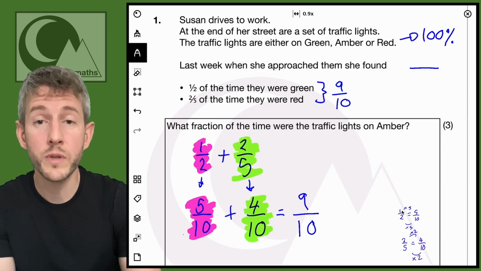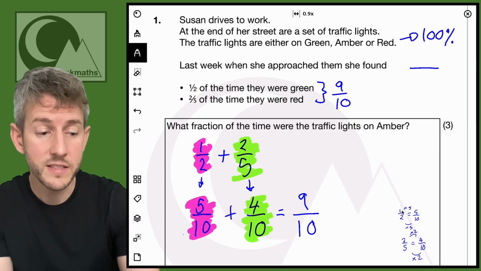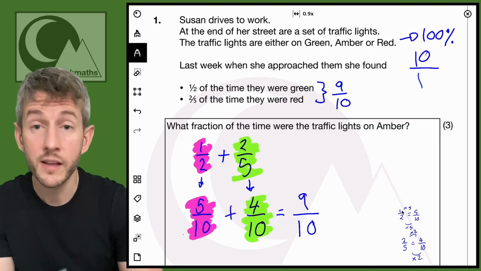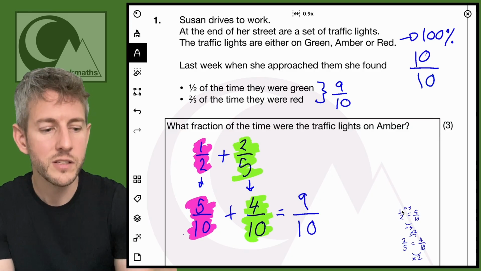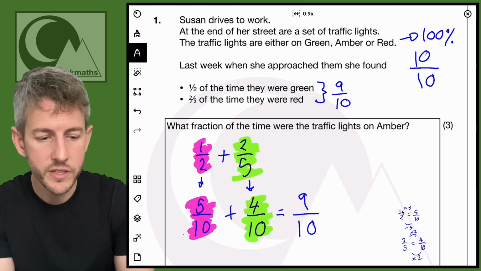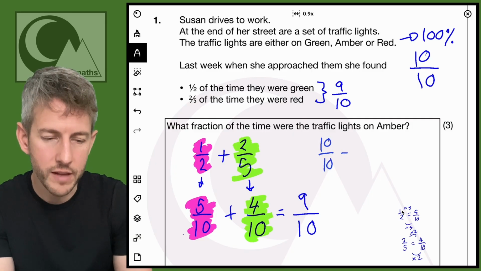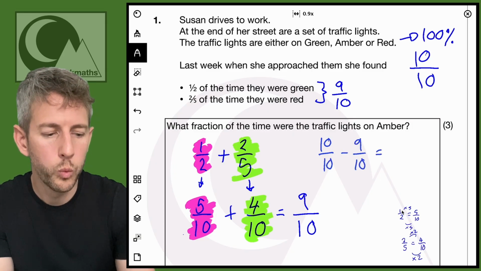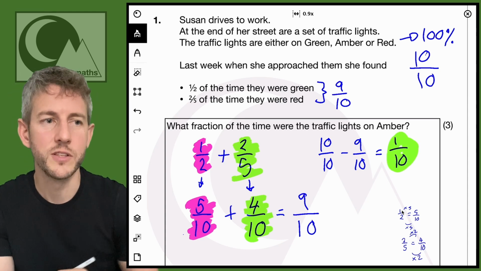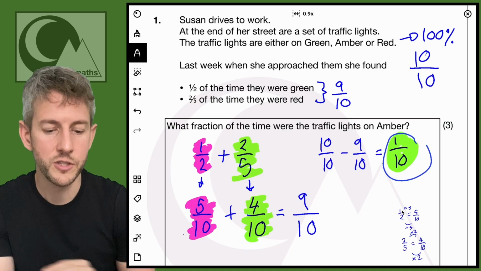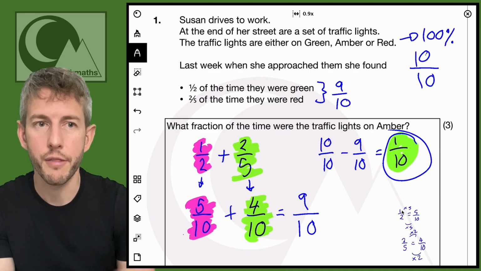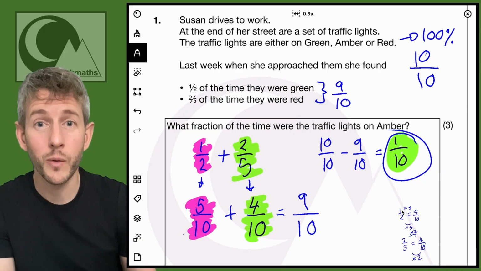So now remember, we were talking about certainty. So that means that if it's certain that the traffic lights are green, amber, or red, that has to be 10/10 of the time. Okay? So if we know that we've got 9/10 of the time and we need 10/10 of the time, we can do 10/10, take away 9/10, and that's going to equal 1/10. Okay? Which is actually what we got in the last question as well. So we know that our answer to this question, where it says what fraction of the time were the traffic lights on amber, is 1/10. Okay, let's now have a look at question 2.